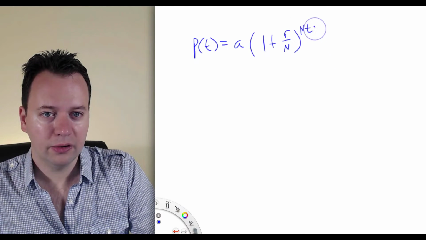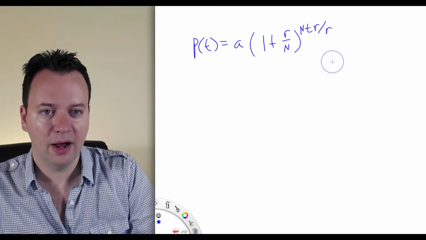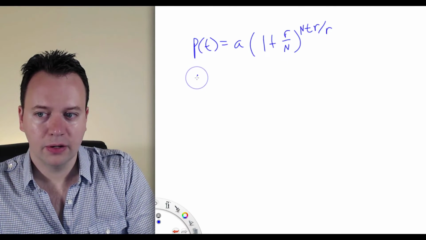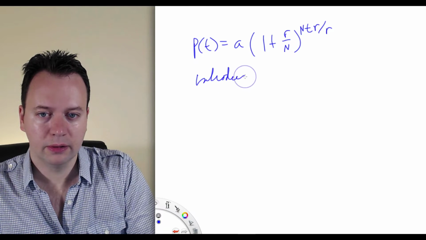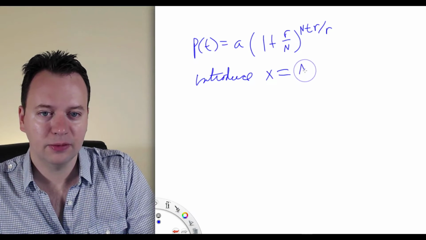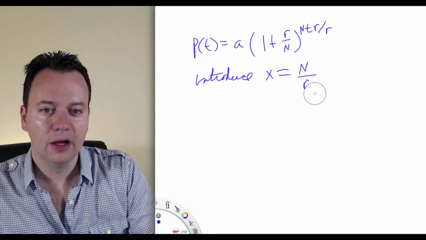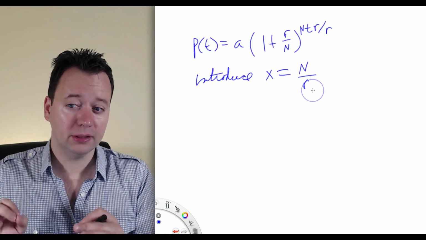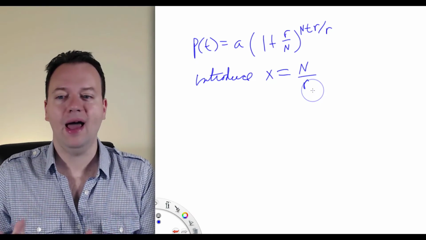And the whole trick here is to multiply that by r and divide it by r, just like that. And then we'll introduce a new variable. We'll let x be n over r. So this is kind of like a scaled version of n. Remember, r is still a fixed constant, but now x is equal to n over r.